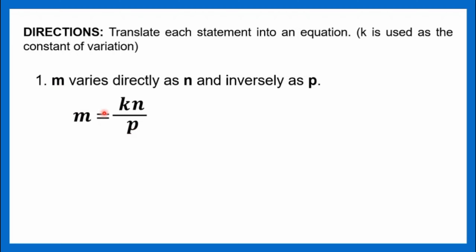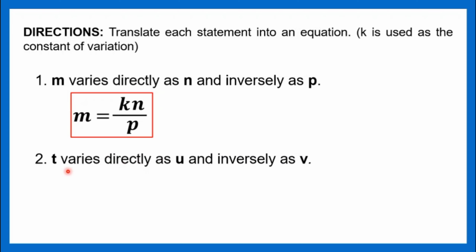Ayan, so I'll repeat. M nasa left, tas equal symbol agad. Then itong directly sa numerator yan makikita. And this n dapat nakamultiply sa k. So kaya siya k times n. And this inverse, syempre yung inverse nasa ilalim. Ayan, and that will now be the final answer. So that's how you translate this statement about combined variation into this formula, this equation. Ayan. So let's have number 2.